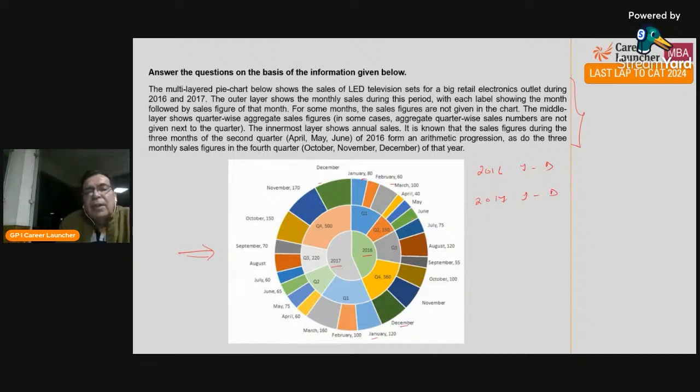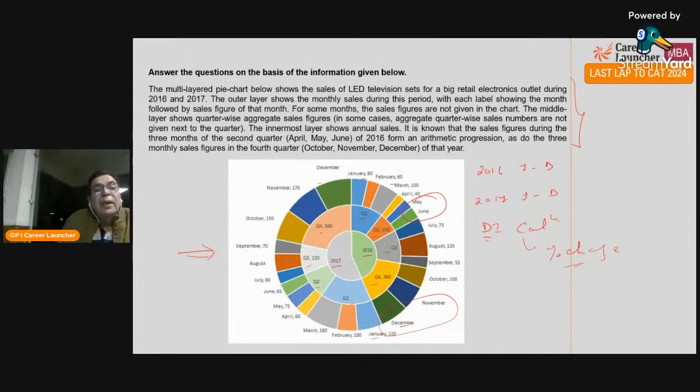January to December is given. In some of the cases, some numbers are missing. But I also have quarter 1, quarter 2, quarter 3, quarter 4 for both the years. So this is very clearly telling me this is a DI kind of data set, a DI set, not an LR set. And when I'm saying it's a DI set, it is obviously going to be calculations. With this kind of data, the questions are likely to be about percentage change. This is what I have understood based on the graph itself.